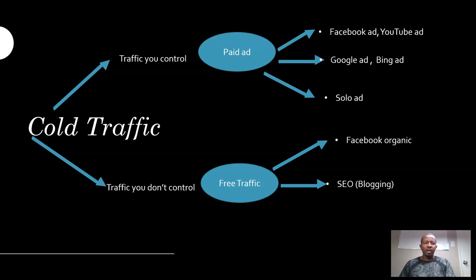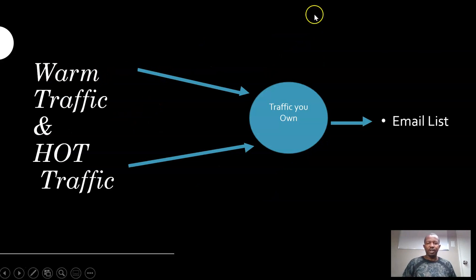So that's where we talk about warm traffic. Warm traffic means people are already on your email list, and this time they know about you. When they buy from you, they become hot. It's very important to highlight that people buy from people they know, like, and trust. People buy from people they know, like, and trust. So it's very important to highlight that.